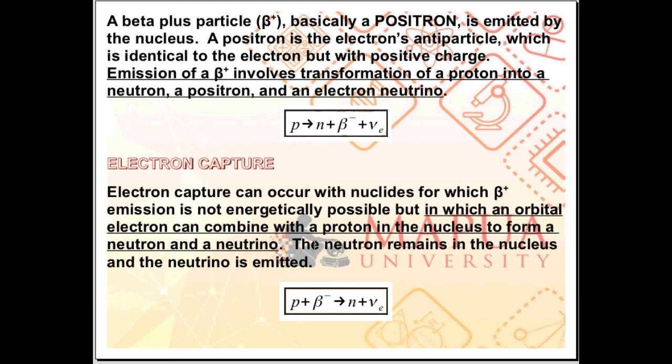So you have a proton combining with a beta minus, an electron, to produce a neutron and a neutrino. The neutrino is emitted by the nucleus while the neutron remains in the nucleus. You have electron capture.